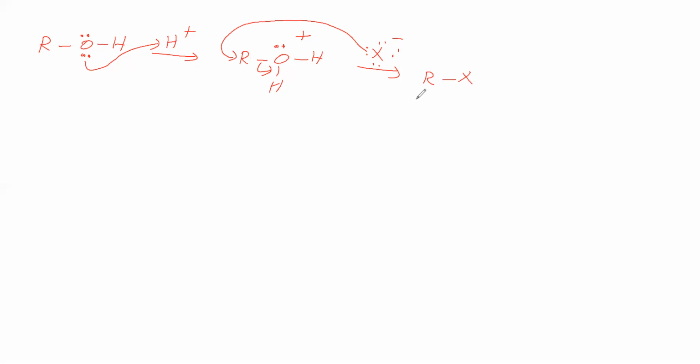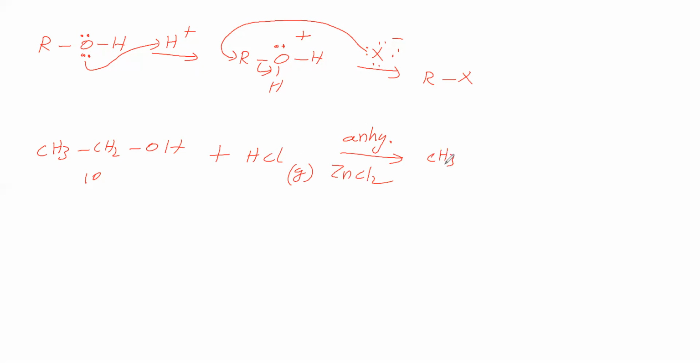Now, in the place of alcohol, let us take primary alcohol. In the halogen acid, we will take HCl, whose physical state is gas. Then we will take anhydrous ZnCl2. What is the compound we are getting? CH3CH2Cl is the compound we are getting, and then water.